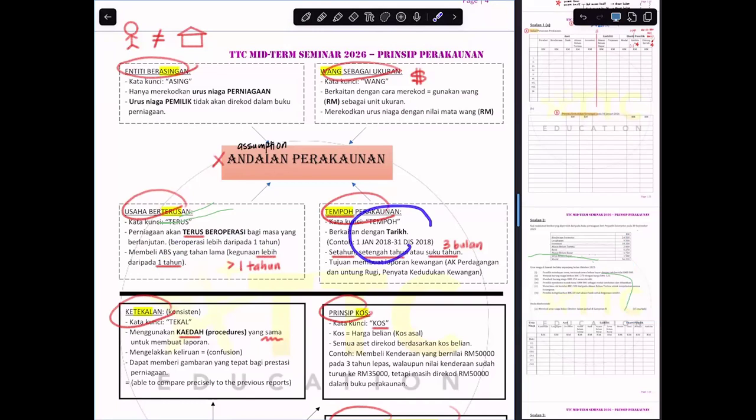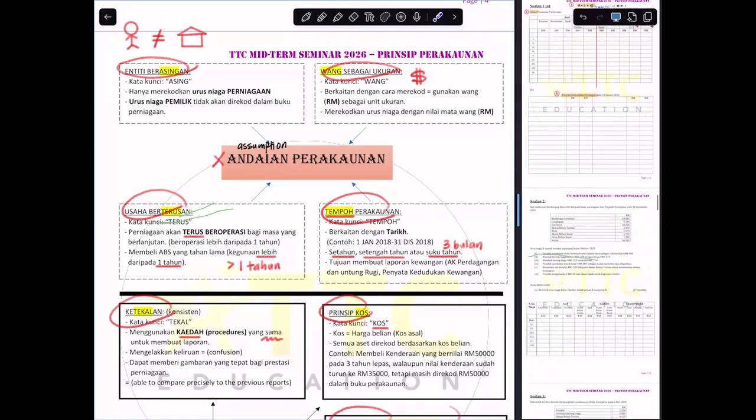Then tempo perakaunan. Okay, tempo perakaunan. Just now you mentioned, let's say if we run the business for totally 5 years, is it possible I only prepare the report once in 5 years? Is it possible? I'm running the business for totally 5 years. Is it possible I only prepare the report only once in 5 years?